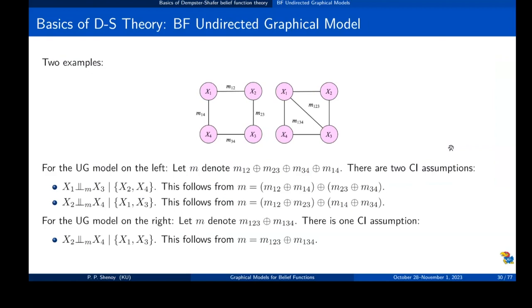Correct. On the right hand side, there are only two cliques, so there are only two mass functions. The subscript denotes the domain. There's only one independence assumption here, which is that X2 and X4 are independent given everybody else, which is X1, X3. This follows from the factorization, because what is common in the domain of these two mass functions is 1, 3. So given 1, 3, X2 is independent of X4. Okay.